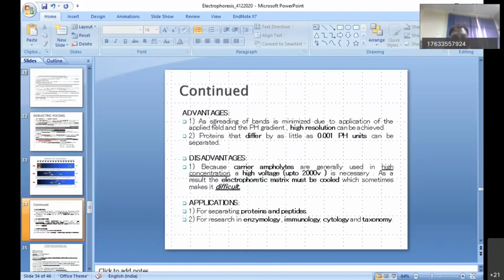So the advantage of this is that spreading of the band is minimized due to the applied field of the pH gradient, so high resolution can be achieved. Proteins that differ by even 0.001 pH unit can be separated. So that is the advantage. It's better than earlier methods. In the protein molecule you can separate on the basis of the pH as well as on the basis of the mass.